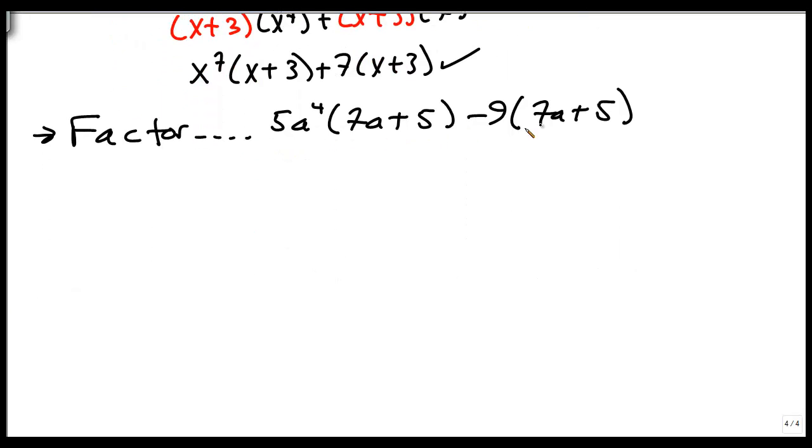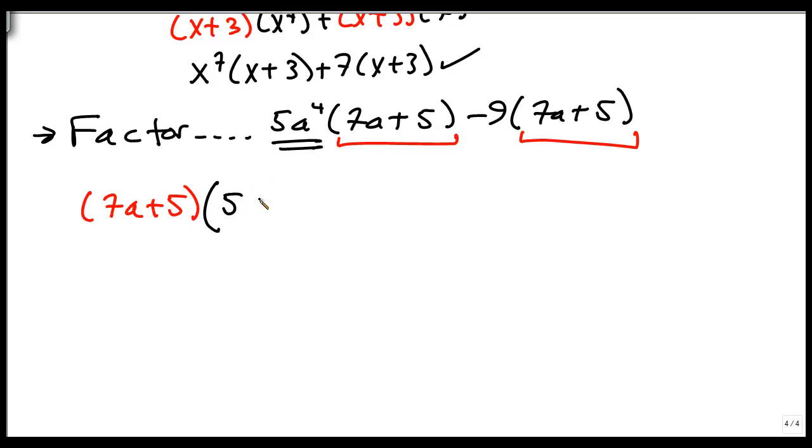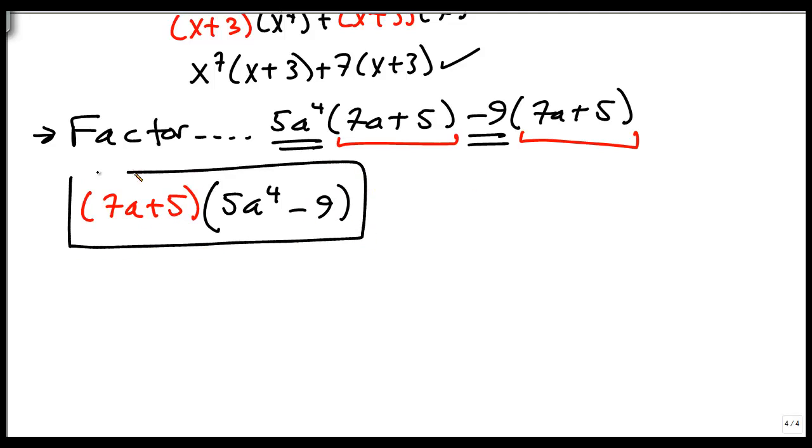I don't see anything that's common other than this 7a plus 5. So 7a plus 5 is called my GCF, so I'm going to pull it out front. Now I have to have 7a plus 5 in parentheses, just like it appears here. Now if I factor 7a plus 5 away from my first term, I'm left with 5a to the fourth. And if I factor 7a plus 5 away from my second term, I'm left with minus 9. So this is called my factored form.